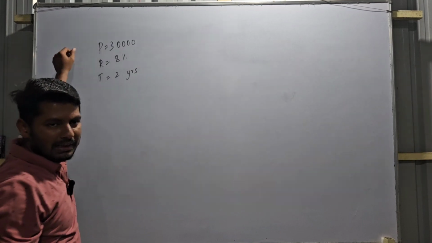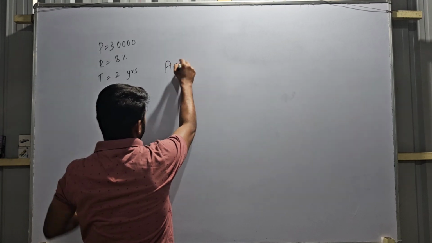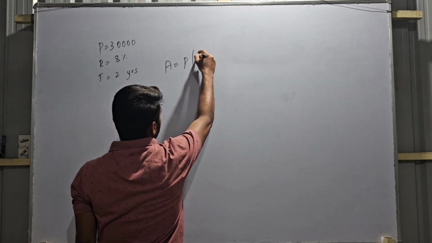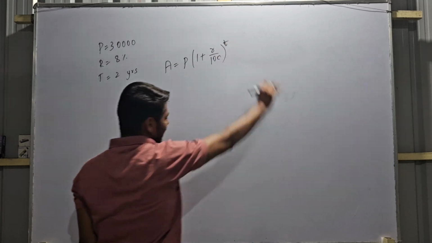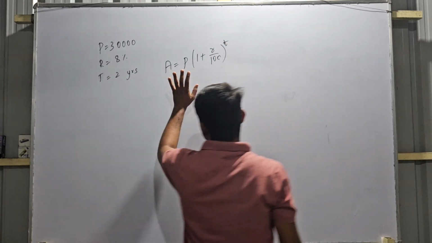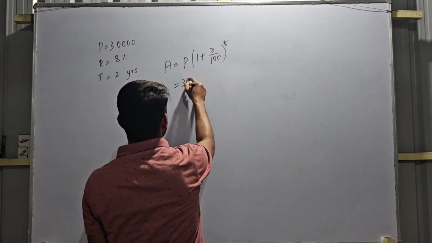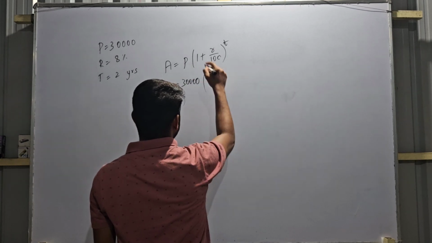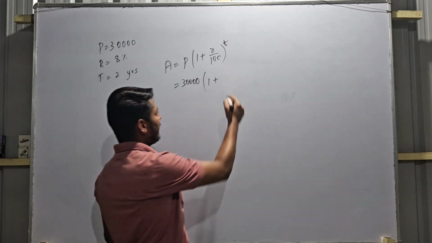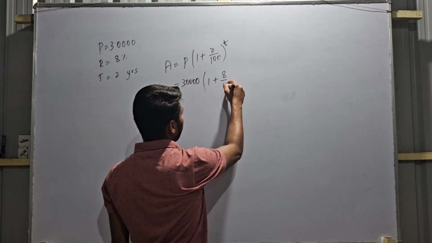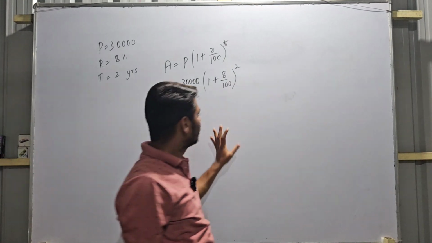See, just a simple example, random example. We will have our formula, that is amount is equals to principal into 1 plus rate of interest divided by 100 power t, that is time. Okay students, so now let us go on, keep on substituting the values. We have principal amount as 30,000, and 1 plus r, where r is rate of interest, that is 8 divided by 100, power time is 2 years. So this is what we substituted.